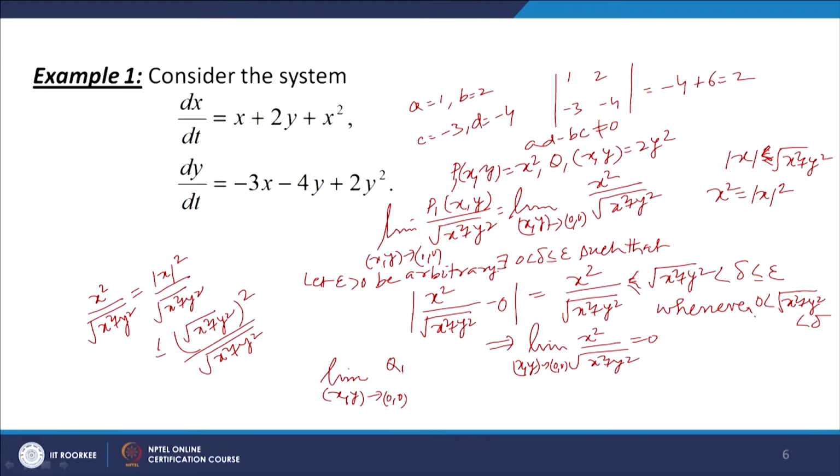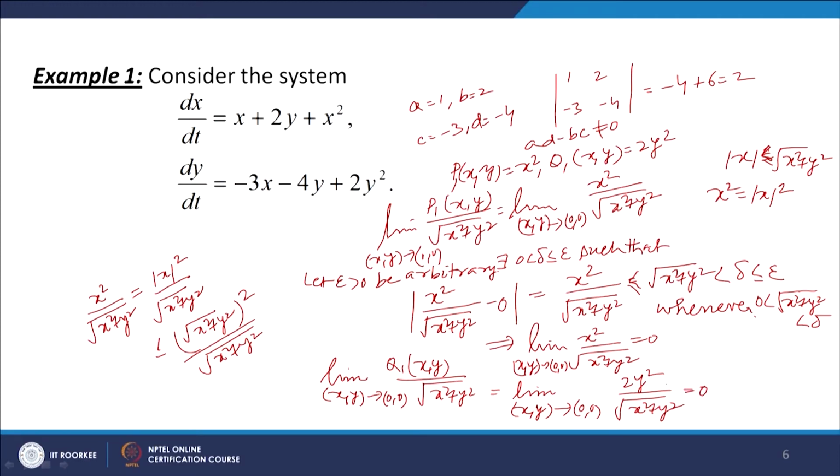In a similar manner we can show that the limit as (x, y) tends to (0, 0) of Q1(x, y) over the square root of x squared plus y squared, which is equal to the limit of 2y squared upon the square root of x squared plus y squared, is also 0.